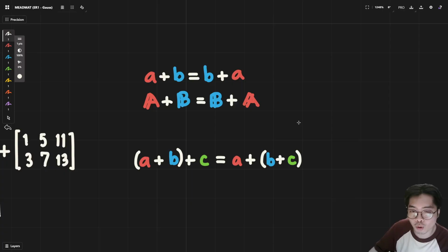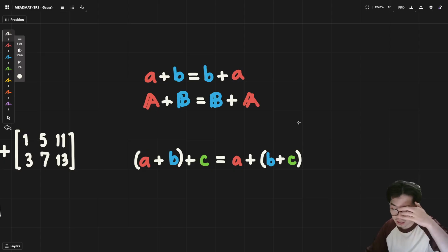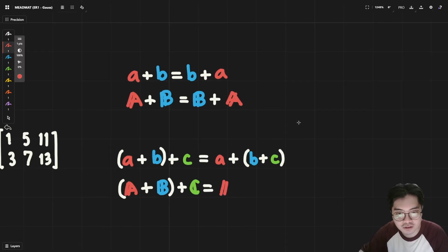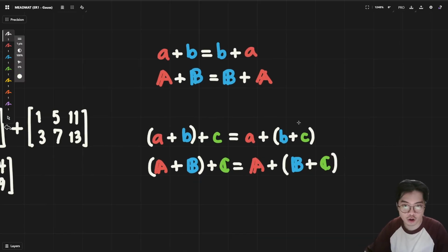The order of operations in this case does not matter so long as it's all the same, it's all addition. So in this case, it is also true for matrices. Either you add a and b first and add that to c, or you can add b and c first and then add that to a. So there you go. The associative law still applies.